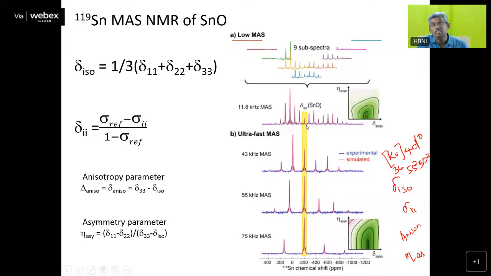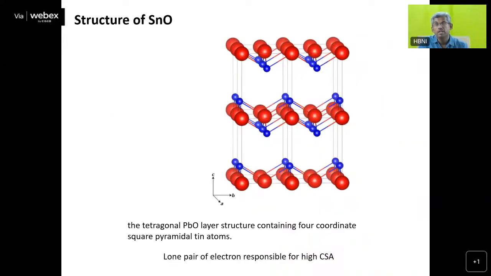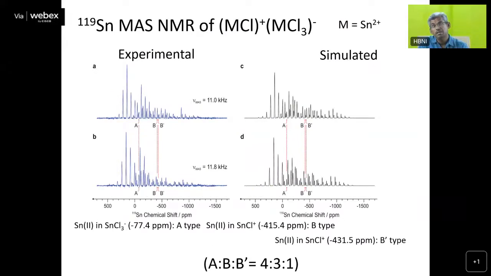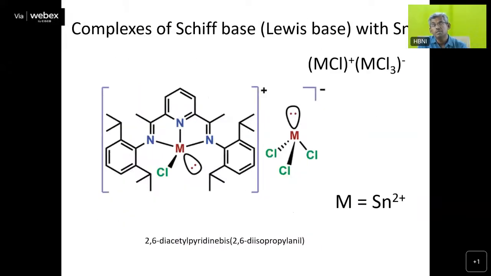Of course, if you go to very high spinning speeds, you can get this information. So if you compare tin 2 and tin 4, tin 2 is a highly asymmetric structure with a lot of distortion in the local environment. But there are studies on tin NMR, particularly 119Sn MAS NMR of Sn2+ complexes. This we have taken from the literature. You can see this type of complexes is formed.